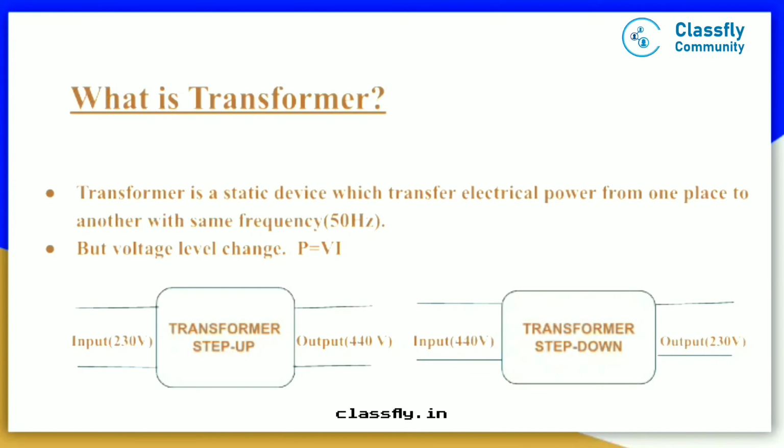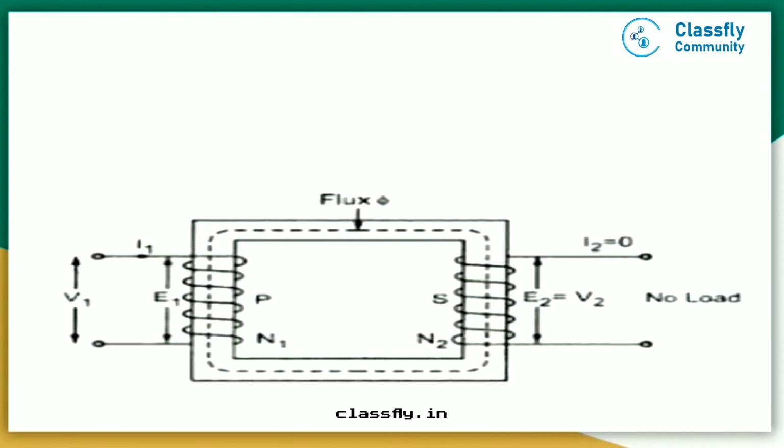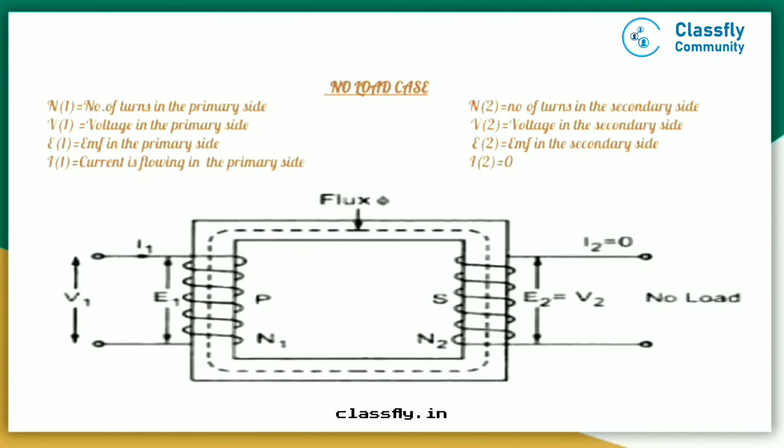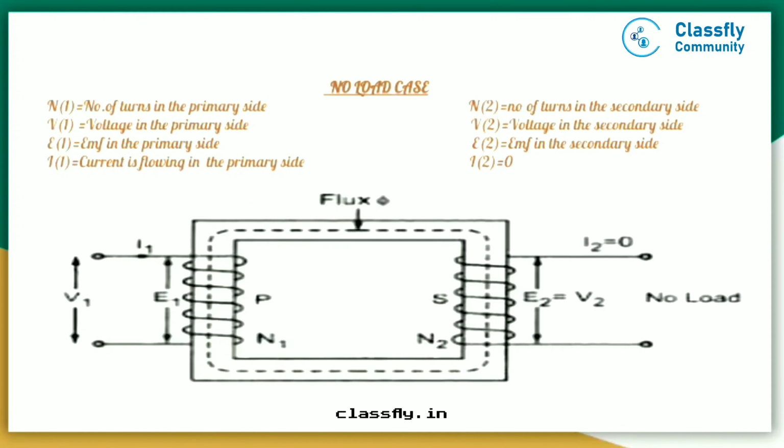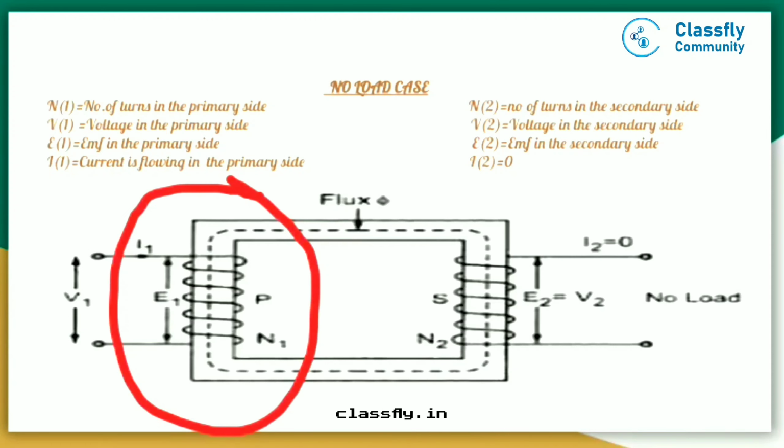Now let's see what is next, our load case and no load case. We will deal first with the no load case. Here we are using N1 turns. That means this is our primary side. Here are some windings you can see. All these windings we will denote as N1. In the primary side there will be a voltage also, which we will denote as V1.